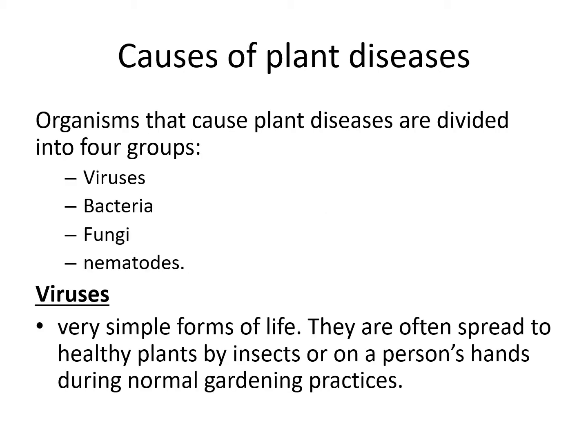Okay, so let's talk about the causes of plant diseases. We know about the organisms, but there's four main groups that cause our problems in our gardens, and they are viruses, bacteria, fungi, and nematodes. First, we're going to talk about viruses. They're the very simple forms of life. Most often, we spread the disease or the virus with our hands, during normal gardening practices, or they can be spread by insects.